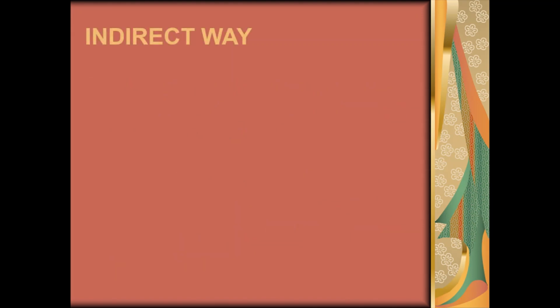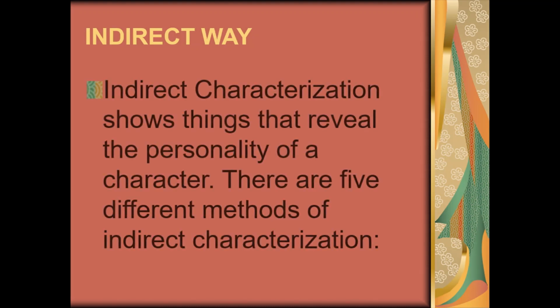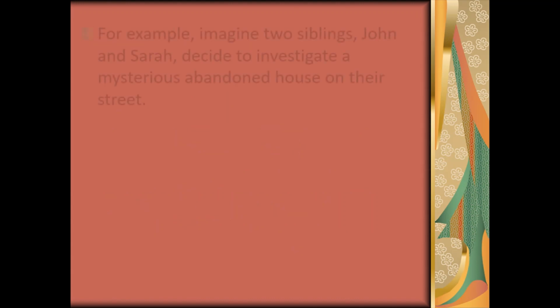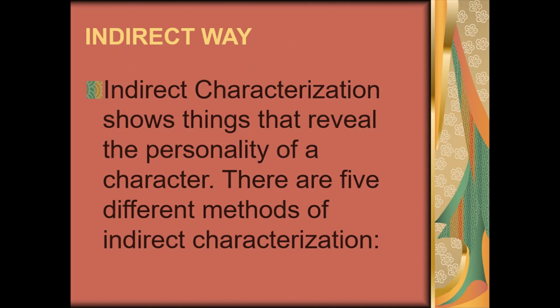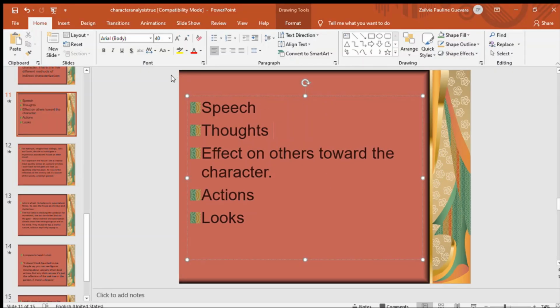Pag indirect way naman, 'di ba? Parang sinasabi 'yun through thoughts, kung ano yung sinasabi ng mga characters, kung ano yung actions nila, dun 'yun makikita. So indirect characterization shows things that reveal the personality of a character. So there are 5 different methods of indirect characterization. So yun yung STEAL. S-T-E-A-L. So here are the 5 different methods of indirect characterization.